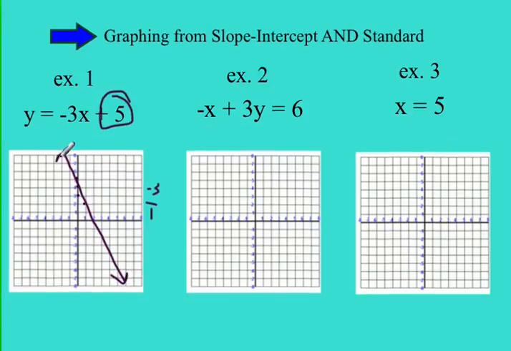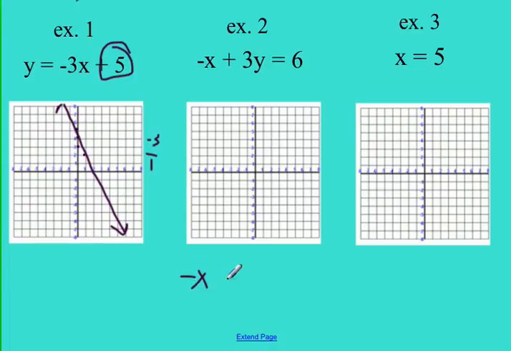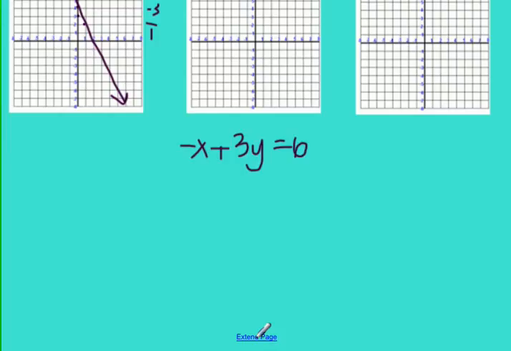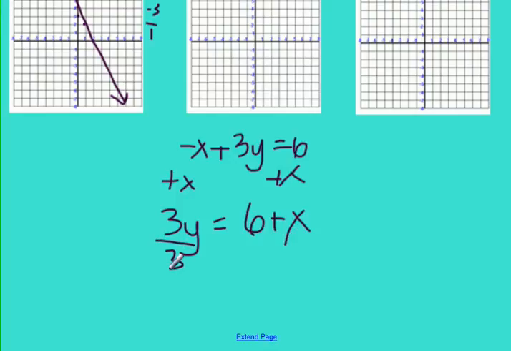So then what we're going to do now is we have -x plus 3y is equal to 6. So now what I want to do is I want to add x to both sides. So then I get 3y is equal to 6 plus x. Remember, when it's in standard form, we need to convert it into slope-intercept form by solving for y. So I'm going to go ahead and divide both sides by 3.